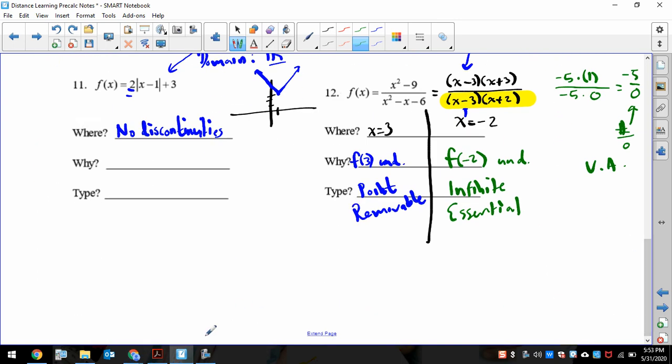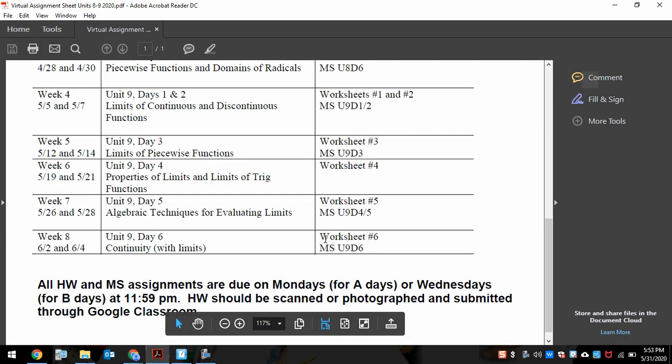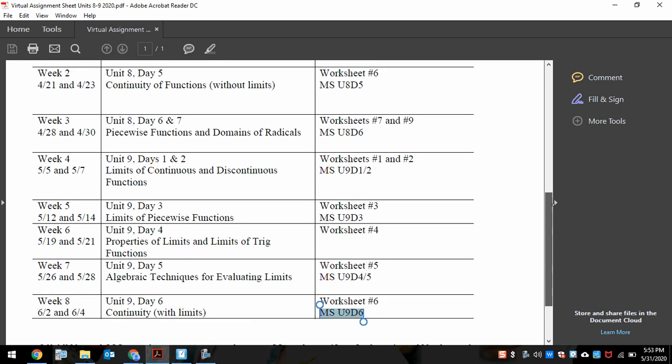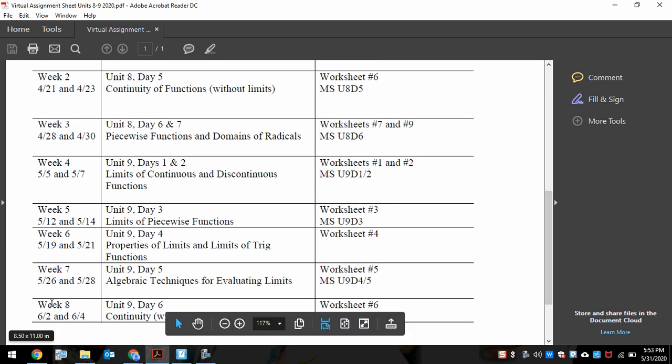So what we'll do in class this week is we will look at worksheet 6 together. So make sure that you're attempting that, and I will open up Math Space Unit 9, Day 6. So try to get those done for class this coming Tuesday and Thursday, and this is our last week. This is week 8, so this is it.